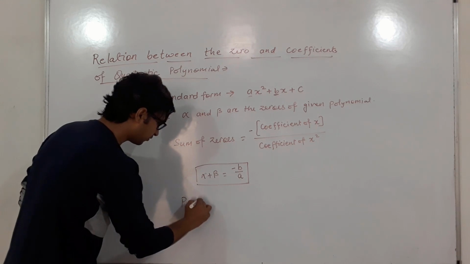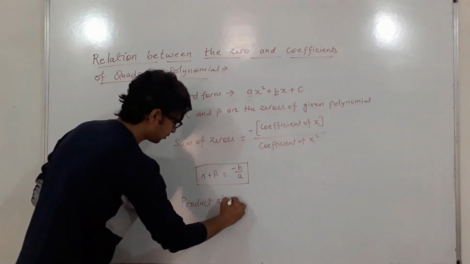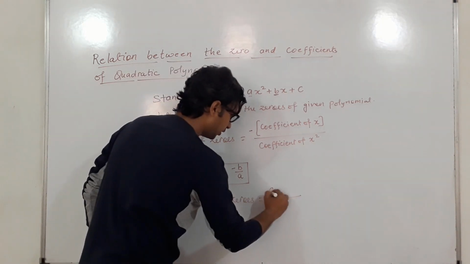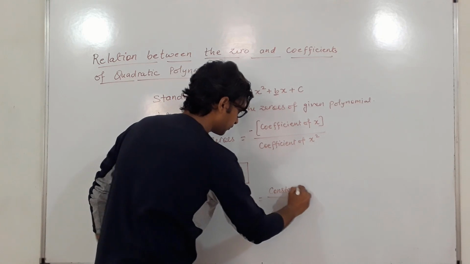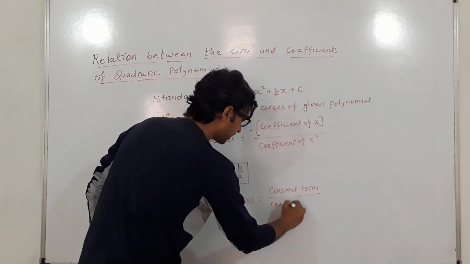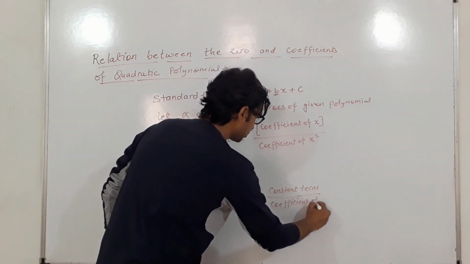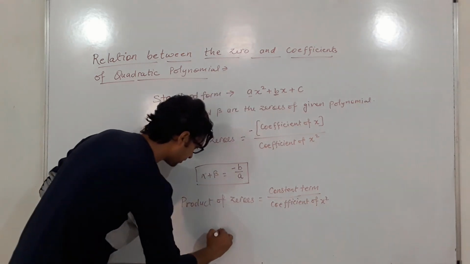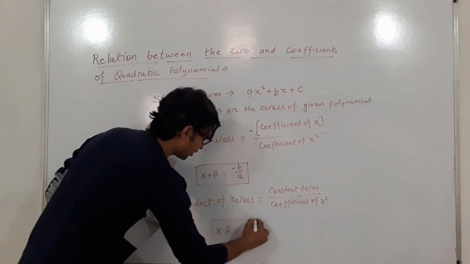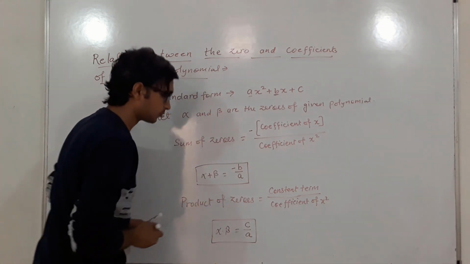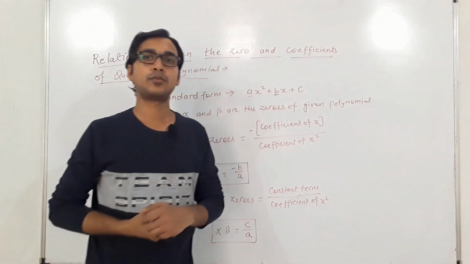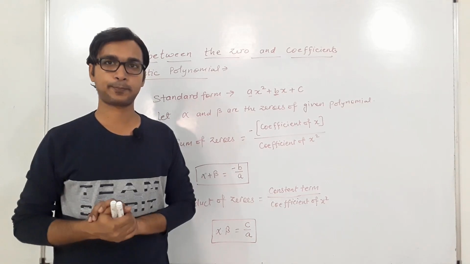And product of zeros. So product of zeros is equal to constant term upon coefficient of x square. So we can write further alpha into beta equals to c upon a. So ये दो फॉर्मूले हो गए. अभी हमें क्या करना है, इन्हीं को ही हमें क्वेश्चन में यूज़ करके वेरीफाई करना है.